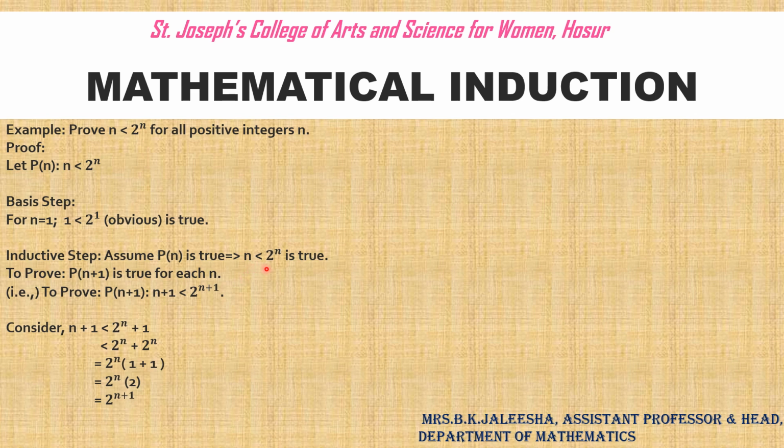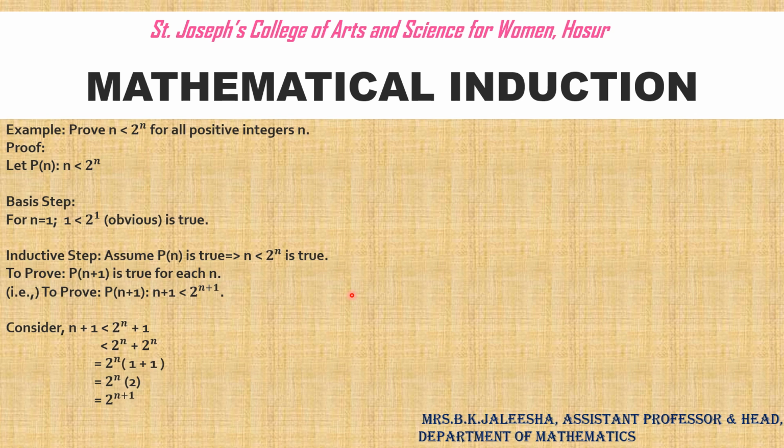Inductive step means n is less than 2 power n is true, should be assumed, and we need to show P of n plus 1 is true for all n. So P of n plus 1 denotes n plus 1 is less than 2 power n plus 1 according to this P of n. Now we need to show this n plus 1 is less than 2 power n plus 1. So we need to consider n plus 1. Already we know n is less than 2 power n. So we are going to substitute n as less than 2 power n, plus 1 as it is. Now compare this 1 with 2 power n.